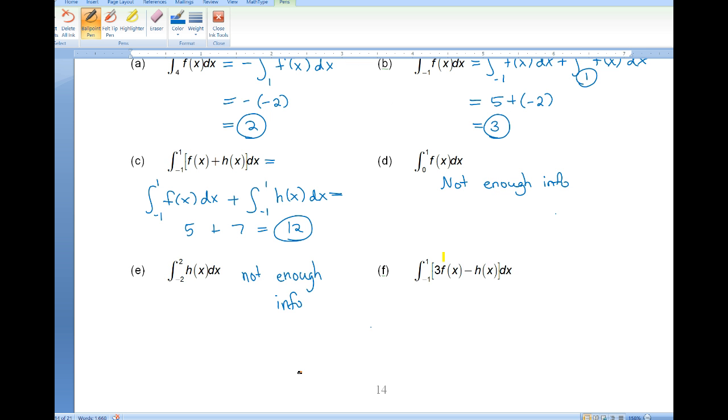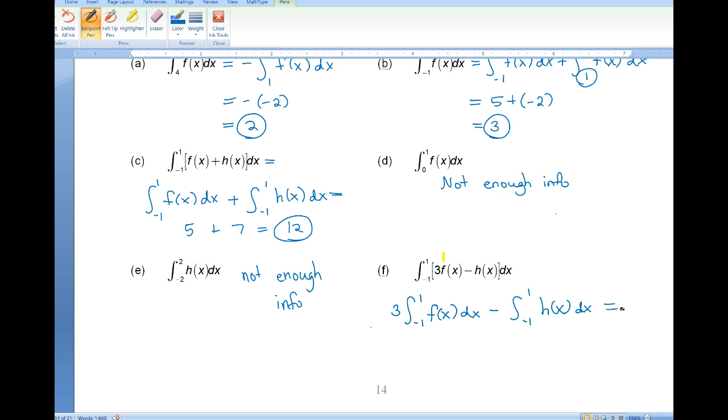And this one, distribute the integral. So this one, we have 3 times the integral from -1 to 1. It's like a parentheses around the whole thing. Only the 3 gets multiplied to the integral of f of x, but the h of x just gets subtracted. But the integral gets distributed to both parts.